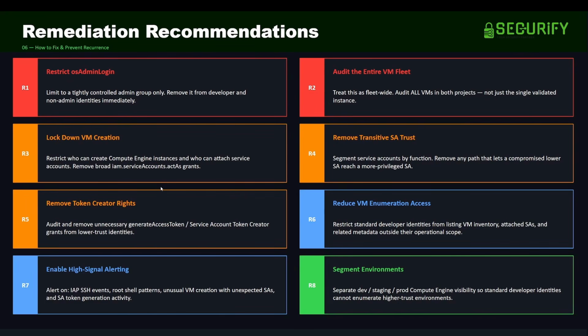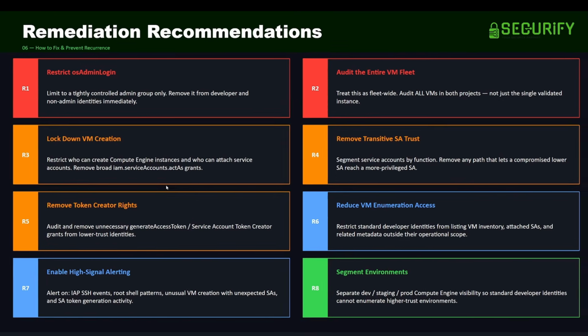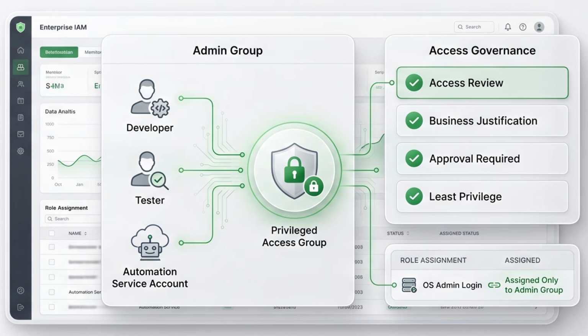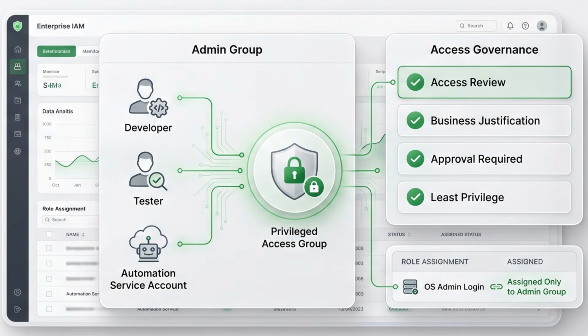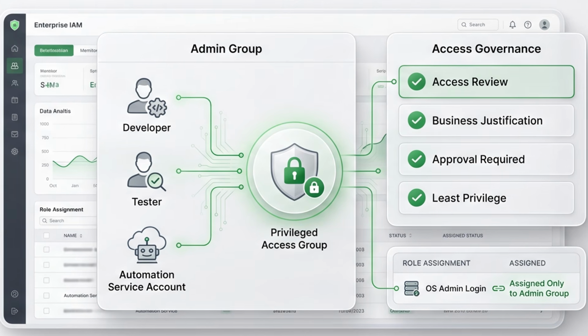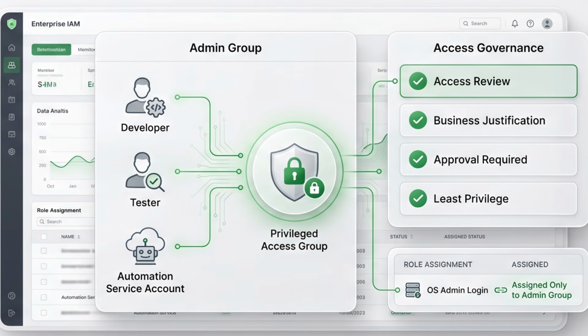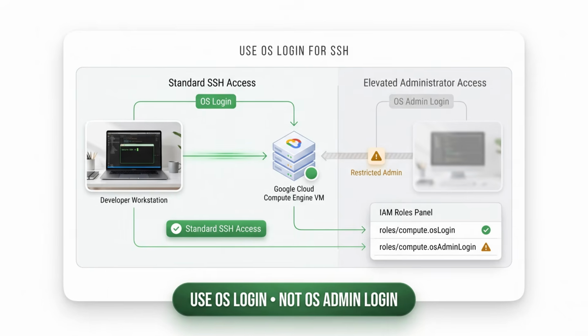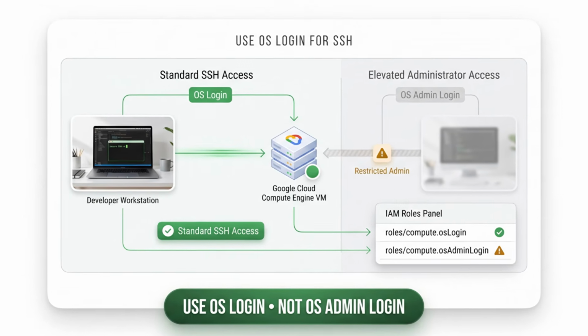Let's talk about how to fix this. There are 8 recommendations here, and I want to walk through each one because they address different layers of the attack chain. Alright, restrict osAdminLogin. The most direct fix: immediately audit who holds the compute osAdminLogin IAM role in your GCP project. Remove it from any non-administrative identity, developer, tester, service account used by automation. This role should exist in a tightly controlled admin group only, with access reviewed and justification required. If a developer needs to SSH into a VM for debugging, they should use OS Login, not osAdminLogin.